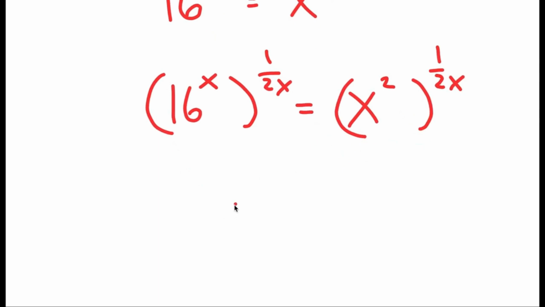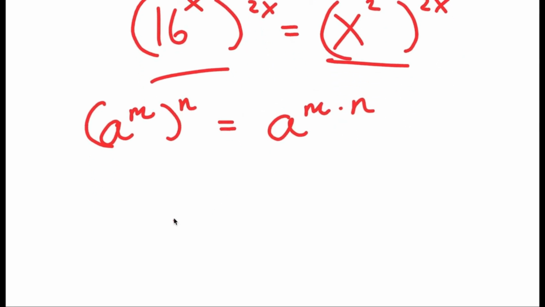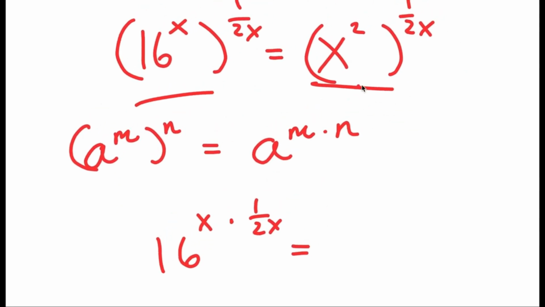Now, if I have something in the form a to the power of m to the power of n, this is equal to a to the power of m times n. So we can use this property for both of these terms. 16 to the power of x to the power of 1 over 2x is equal to 16 to the power of x times 1 over 2x, and x to the power of 2 to the power of 1 over 2x is equal to x to the power of 2 times 1 over 2x.